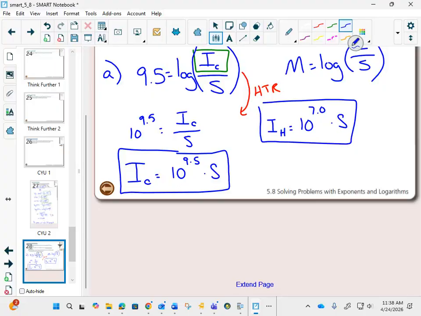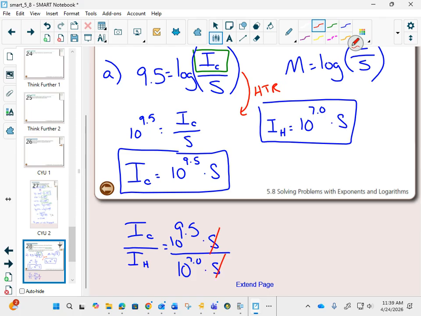Well, we would have to take one intensity and divide by the other intensity to see how many times bigger it is. Like, how many times bigger is 10 than 2? Well, 10 divided by 2 is 5. It's 5 times bigger. So I need to take these two and divide them. I take my bigger one, the intensity of Chile, divided by the intensity of Haiti. The intensity of Chile we found was 10 to the 9.5 times S, and the other one was 10 to the 7.0 times S. Do you see that those S's really don't matter? They would just go away.